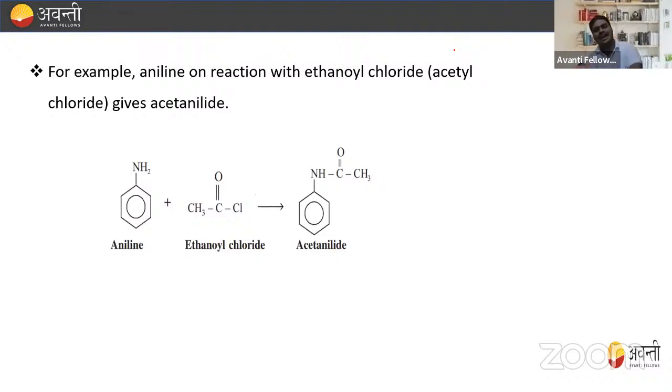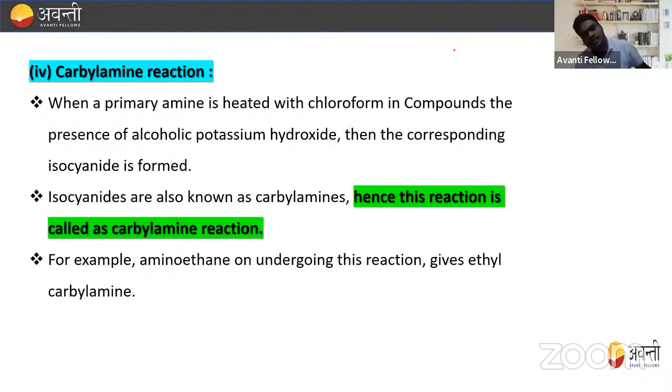For example, aniline on reaction with ethanoyl chloride, that is acetyl chloride, CH3COCl, also known as ethanoyl chloride, gives acetanilide. Here aniline reacts with ethanoyl chloride, and they will give NH-COCH3, right, COCH3. So they will get acetanilide.